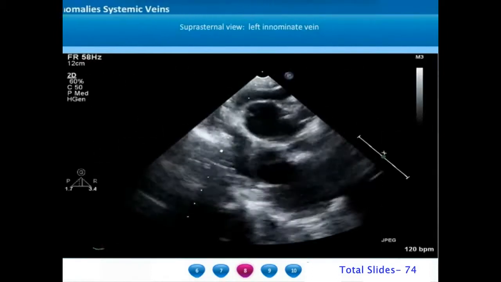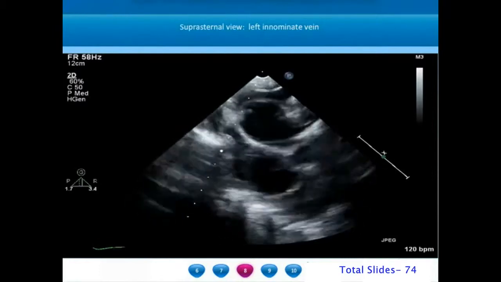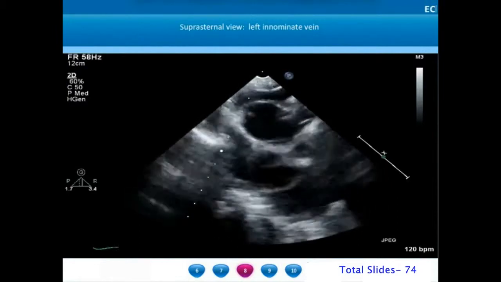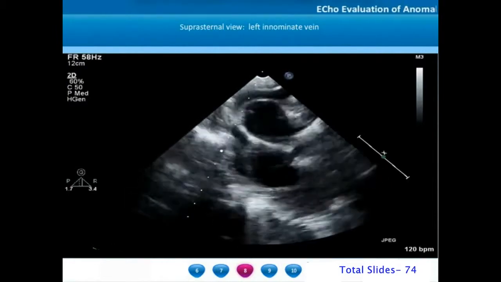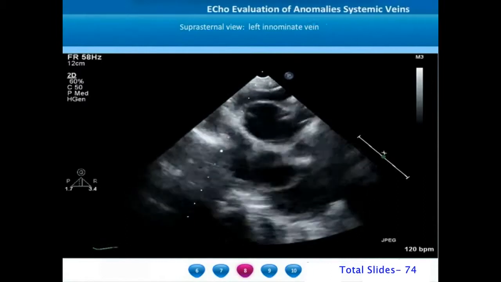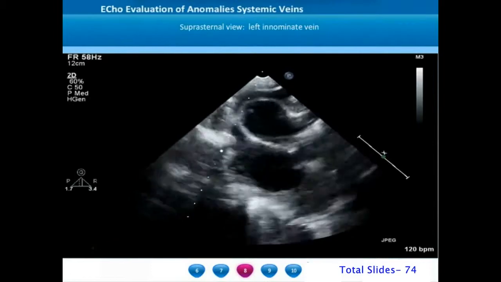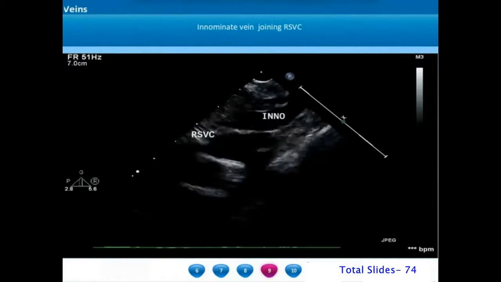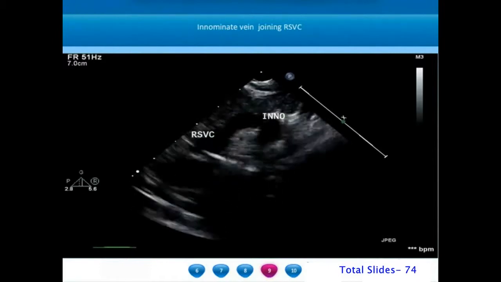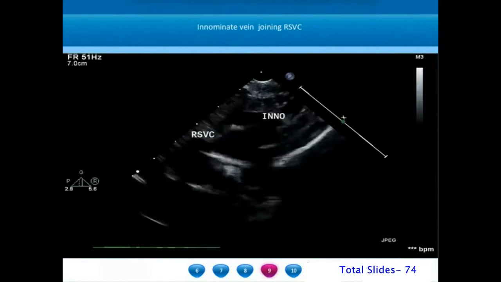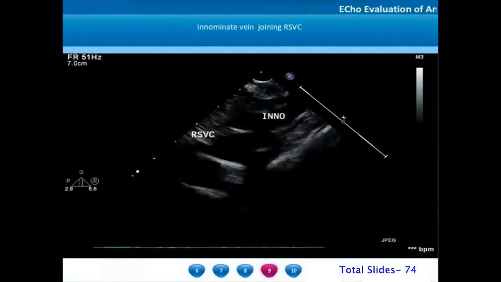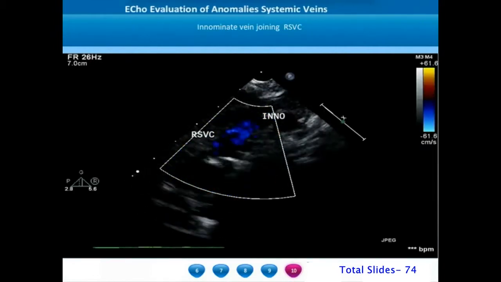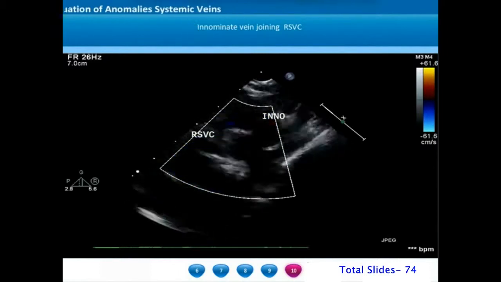Evaluation of the superior vena cava is done from the suprasternal view. When we keep the transducer in the coronal plane, we will be able to appreciate the innominate veins joining together on the right side to form the right superior vena cava. The innominate vein will be seen to course transversely immediately below the transducer in the suprasternal window. On color flow Doppler, we see the innominate vein joining the right superior vena cava.